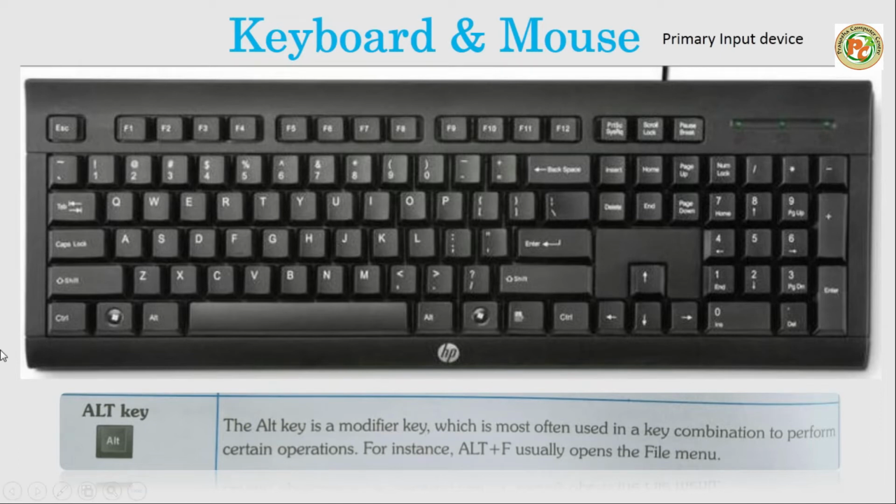It has combinations of keys. We do not use the alt key alone. Using Alt plus F, usually the File menu will appear. Okay, Alt F, the File menu will appear. Like Alt F4, the current window will be closed using Alt and F4. So there are combinations of keys for the alt key.